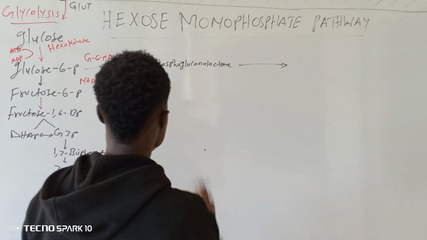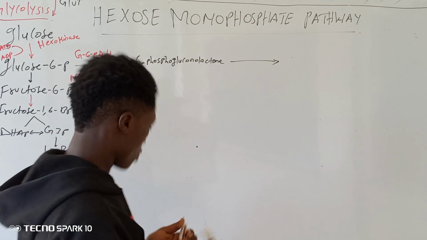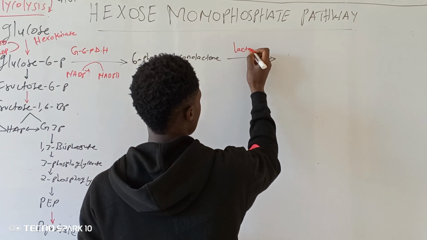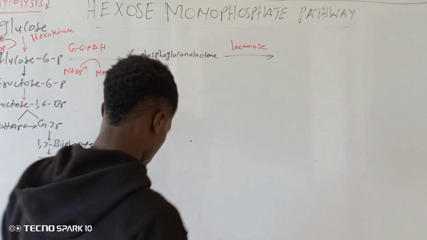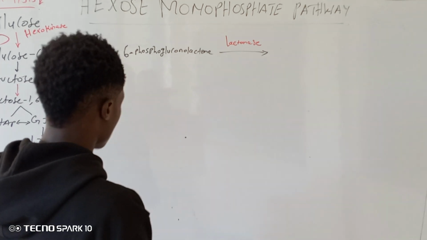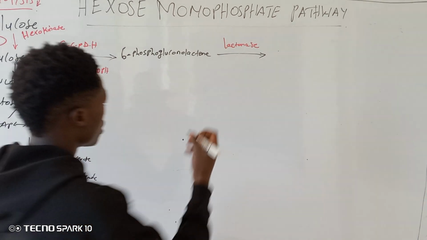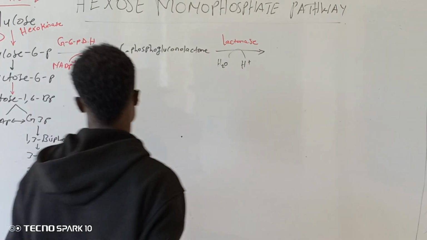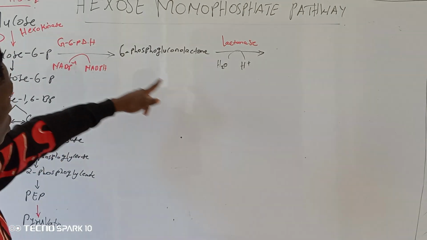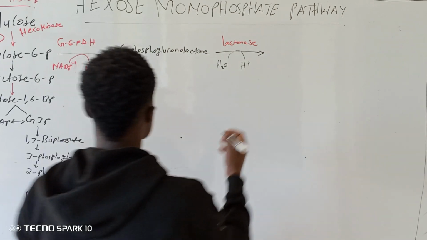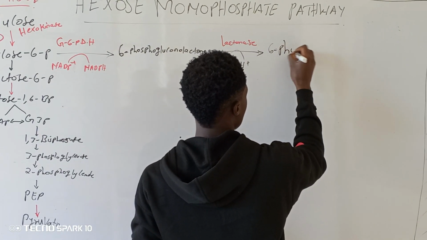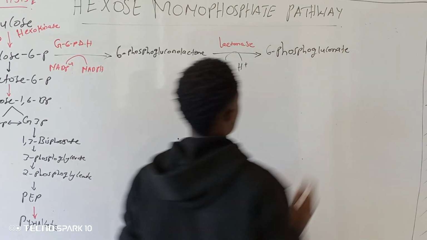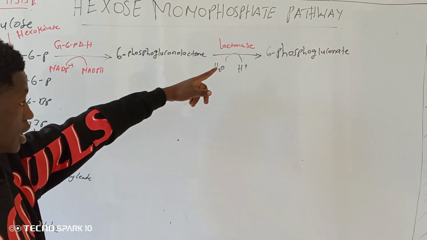Now see this. 6-phosphogluconolactone is going to be acted upon by an enzyme called lactonase. Now, this enzyme called lactonase is going to act on 6-phosphogluconolactone, and there is going to be usage of a water molecule. And we are going to generate a proton there. Now, this lactonase enzyme is going to convert 6-phosphogluconolactone to 6-phosphogluconate. Alright. We have 6-phosphogluconate.